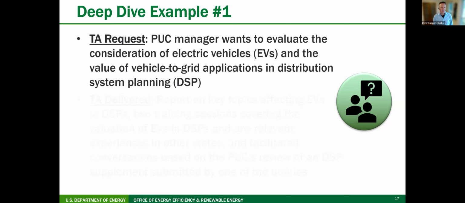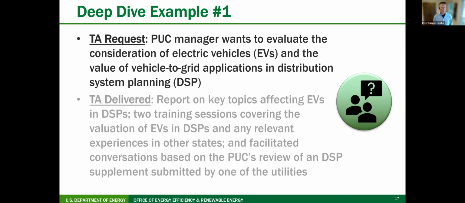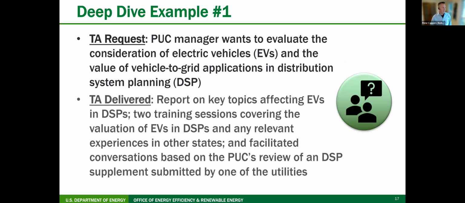commissioners to better understand how the impacts from electric vehicles could be considered in distribution system planning, including how vehicle-to-grid opportunities could act as a non-wires alternative. Now, given the limited amount of time she can commit to researching this issue, she submits an application for deep dive technical assistance.